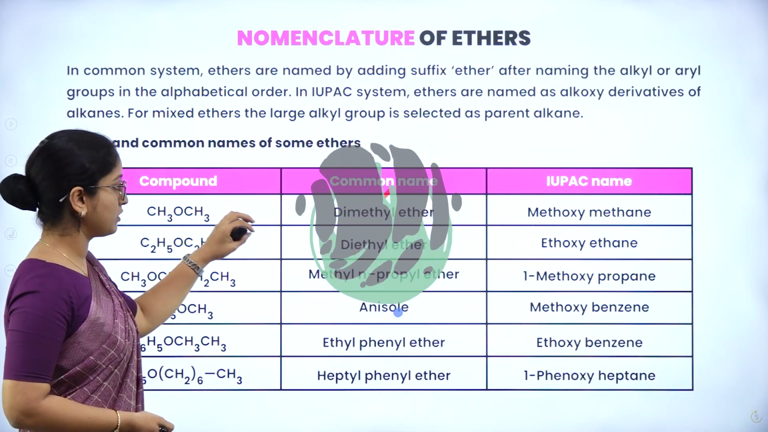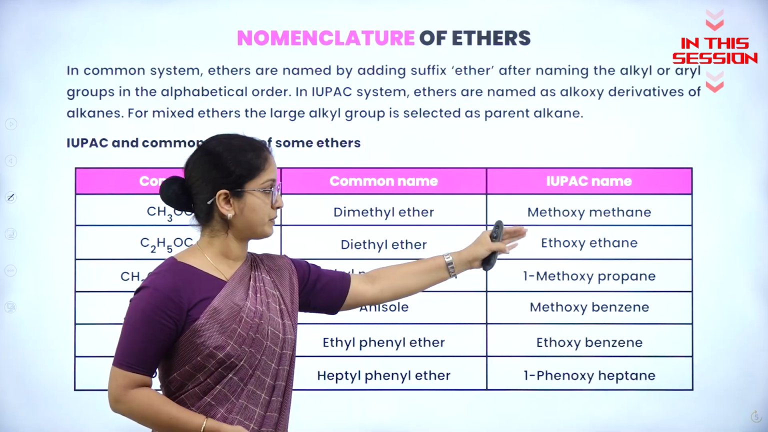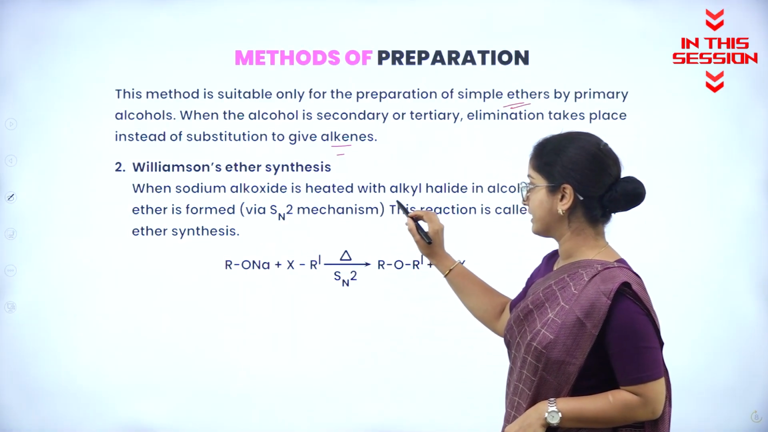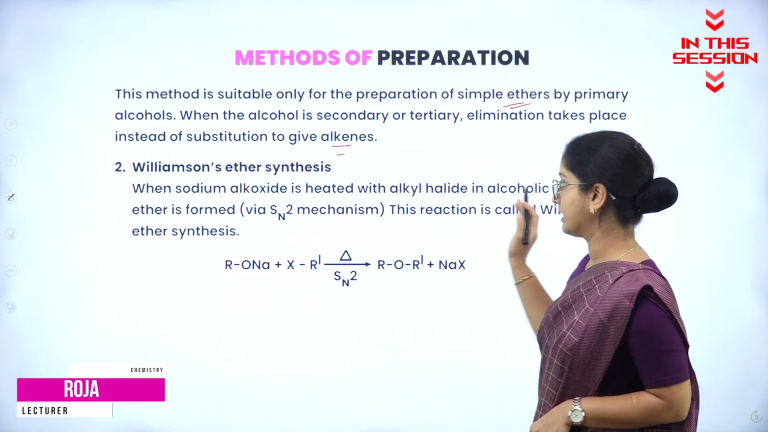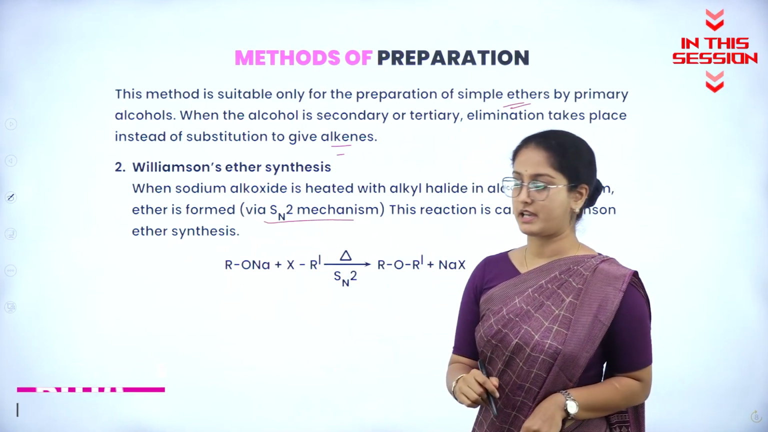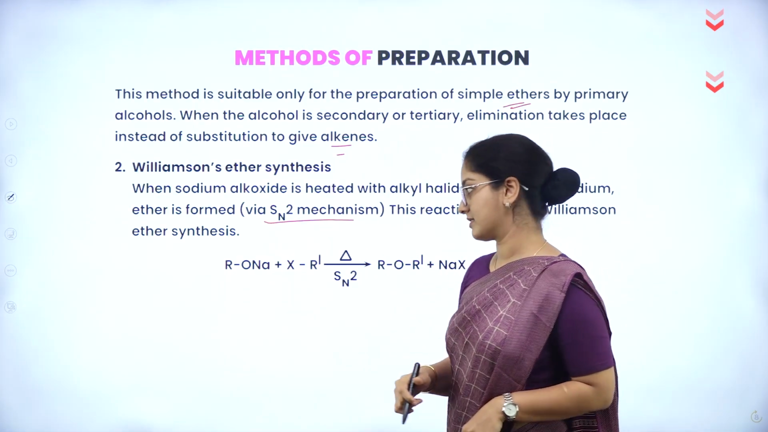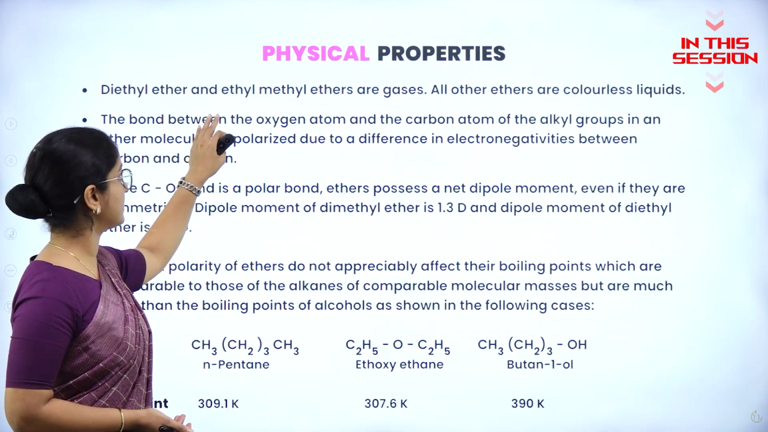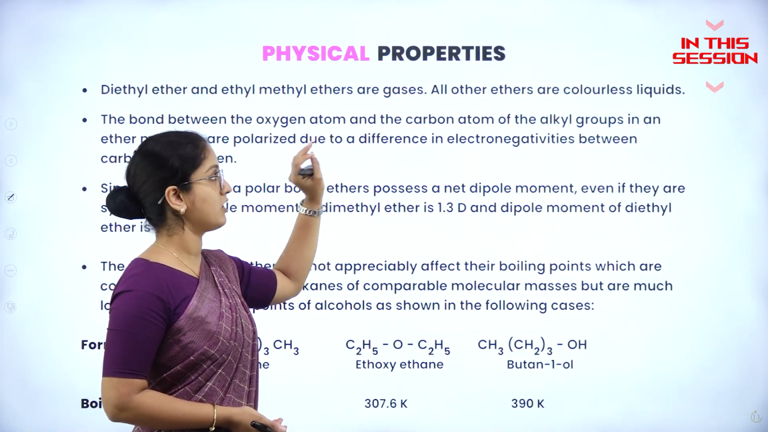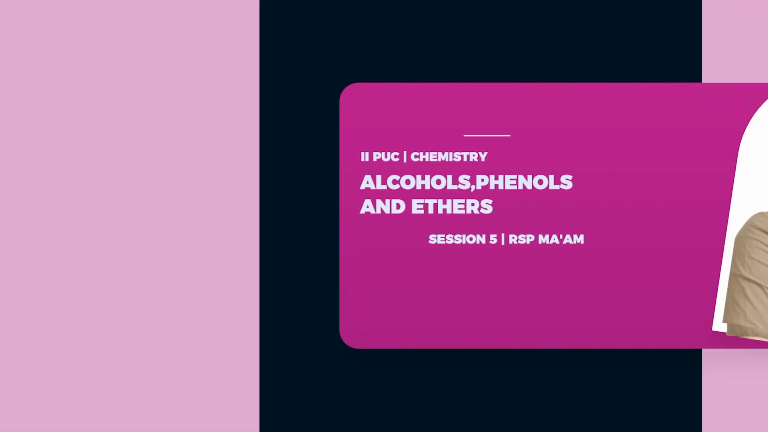So two methyl groups, it is having a common name dimethyl ether, and the IUPAC name is methoxymethane. When sodium alkoxide is heated with alkyl halide in alcoholic medium, ether is formed based on SN2 mechanism. So this reaction is called Williamson's ether synthesis. So diethyl ether and ethyl methyl ethers are usually gases, and all other ethers will be in a colorless liquid form.